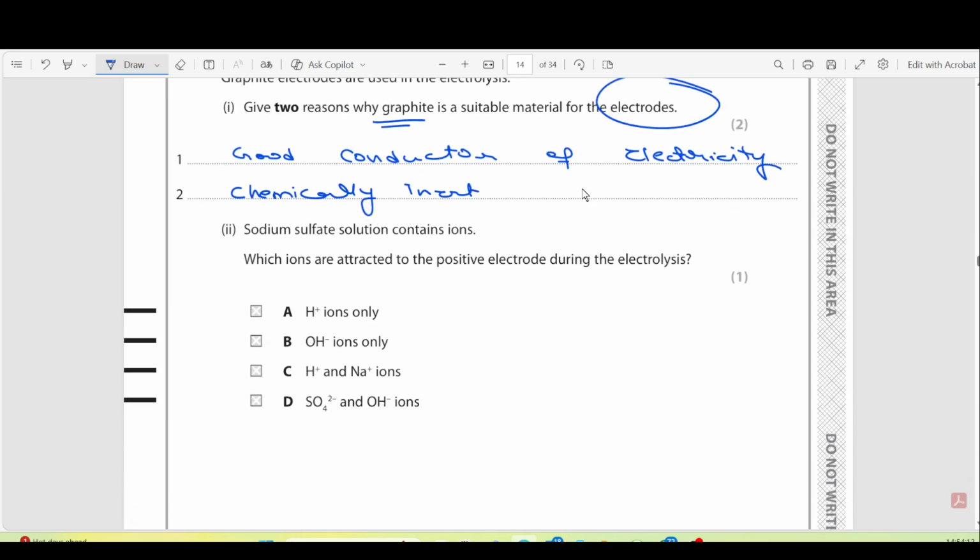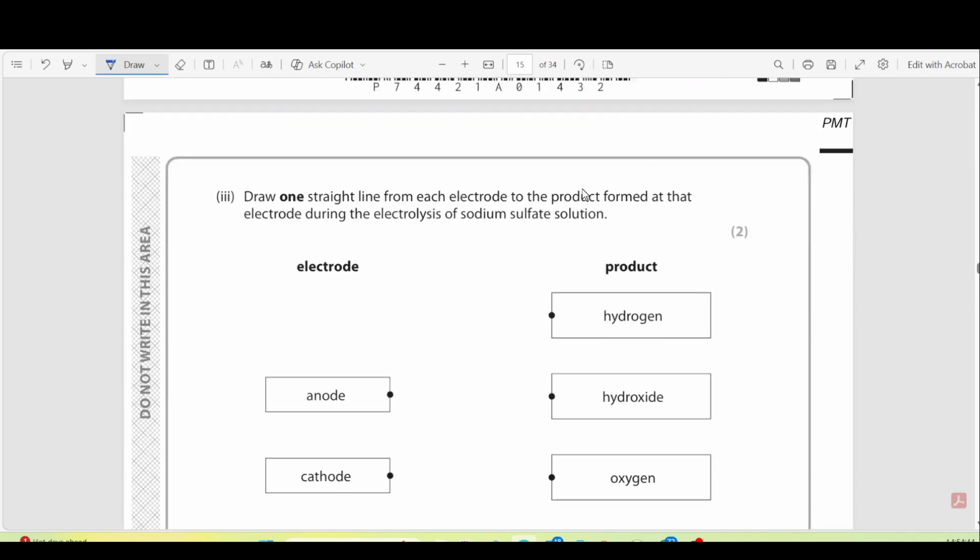Next is sodium sulfate solution. It contains ions, right? So which ion will be attracted to the positive electrode? We know that opposite charges attract, like positive and negative. So the positive electrode will attract negatively charged ions, right? If you see here, we have negatively charged sulfate and negative OH minus. So the positive electrode will attract these two. So this option is correct.